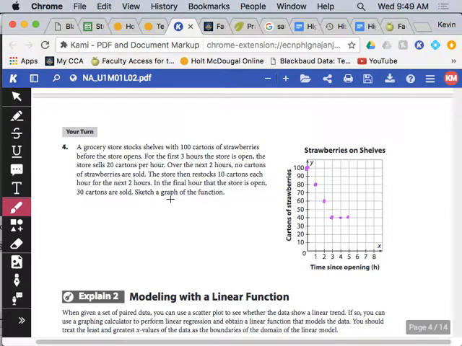The store then restocks 10 cartons each hour for the next 2 hours. So 10, and then another 10. In the final hour that the store is open, 30 cartons are sold. So it goes down 30. Okay? And you should have gotten something like this for your graph.